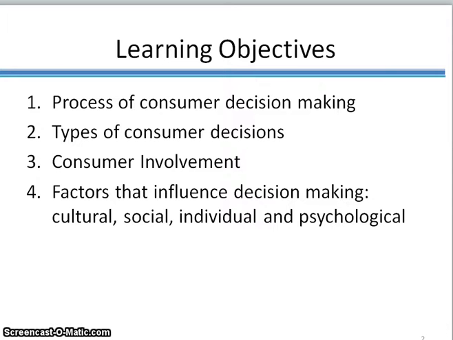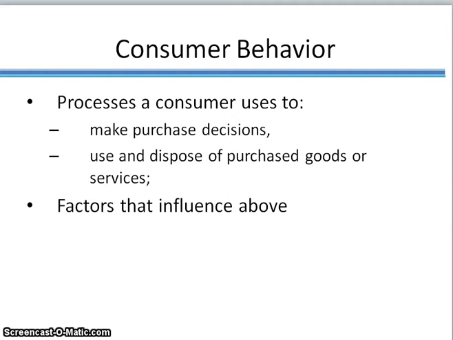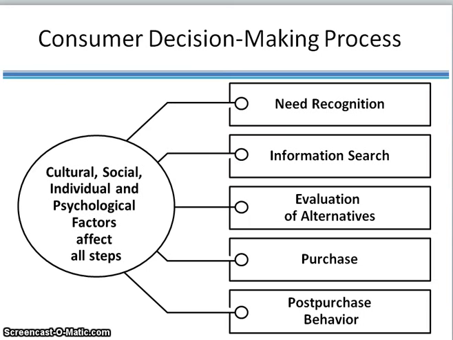The third learning objective is to understand this concept of consumer involvement. And then the last part of the chapter looks at what are the different factors that influence the type of decisions that consumers make. So let's start with the first one. This chapter is pretty much split into 2 halves. The first half is where we learn about the process that consumers make to purchase a product or not to purchase a product, and then the factors that influence the above.